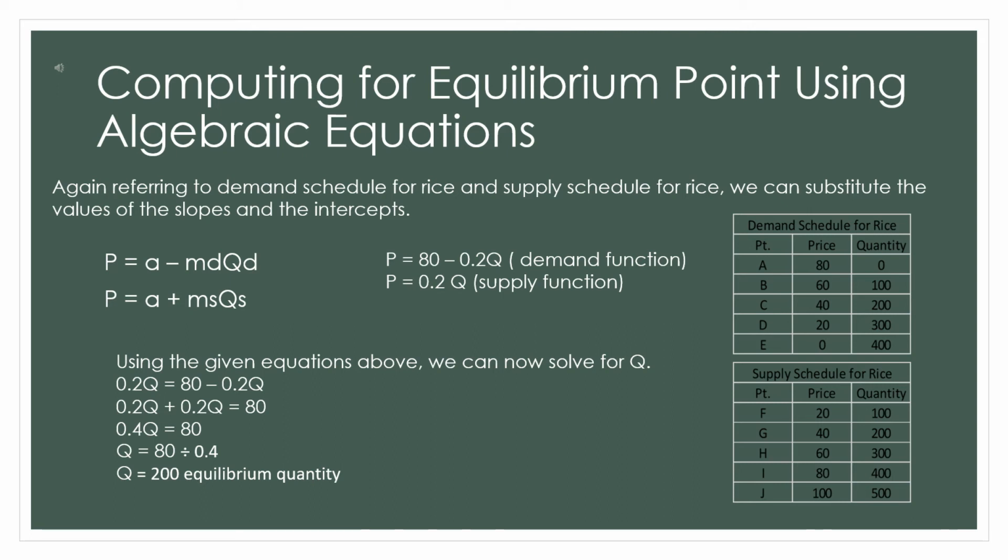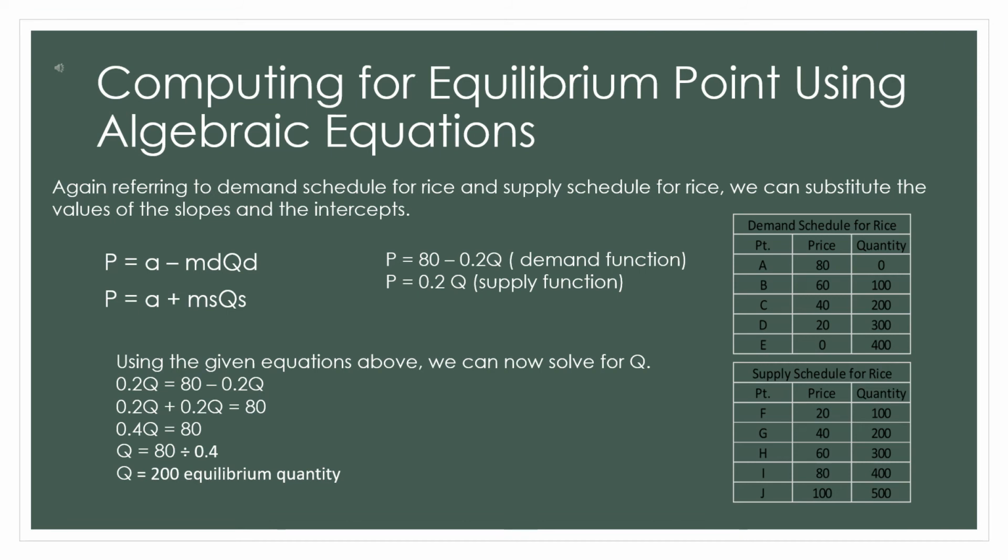So we will now use, based on the table, the demand schedule for rice and the supply schedule for rice. As you can see, using point A and B for the demand schedule for rice, for point A, we have an intercept of 0 for the quantity. That's why for the demand function, we use 80 for the price. And for the supply function, we only use the slope of 0.2.